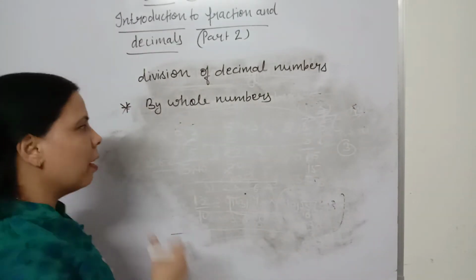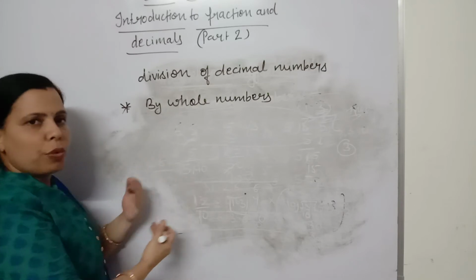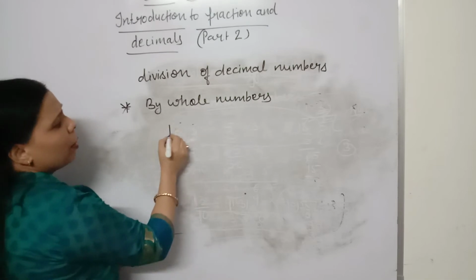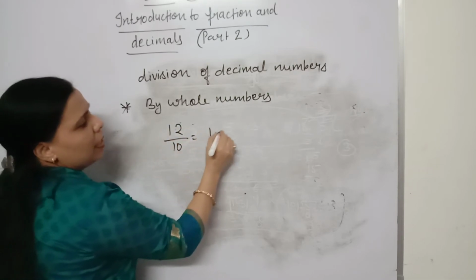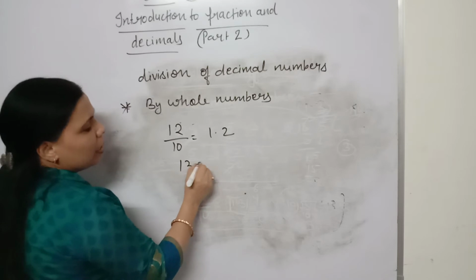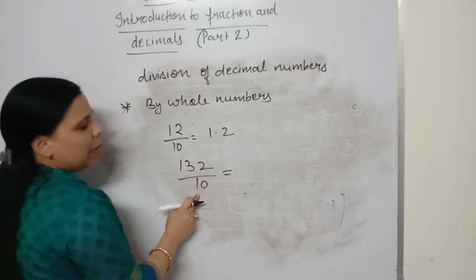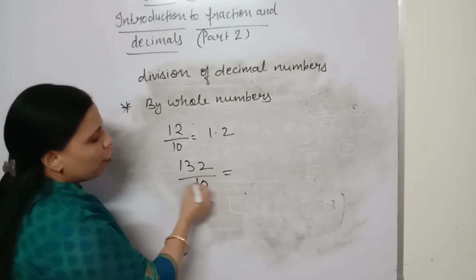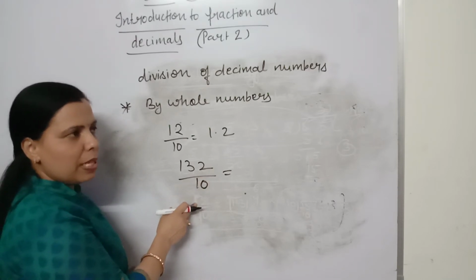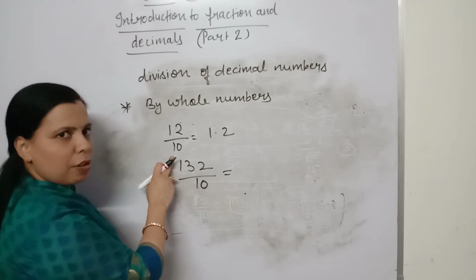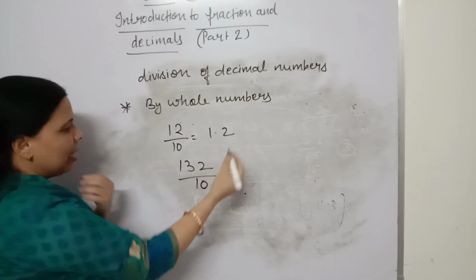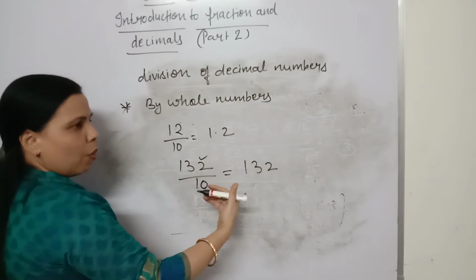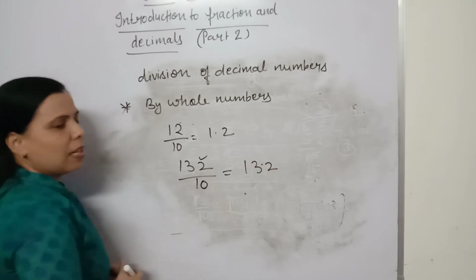Just a small recall work to convert numbers into decimals. Let's see. 12 upon 10 is 1.2. 132 upon 10. 10 means first place of decimal, so one digit. Upon 10 means one digit of decimal. So always start from the right side. Write this number here, 132, and from the right side count one place. So your answer is 13.2.